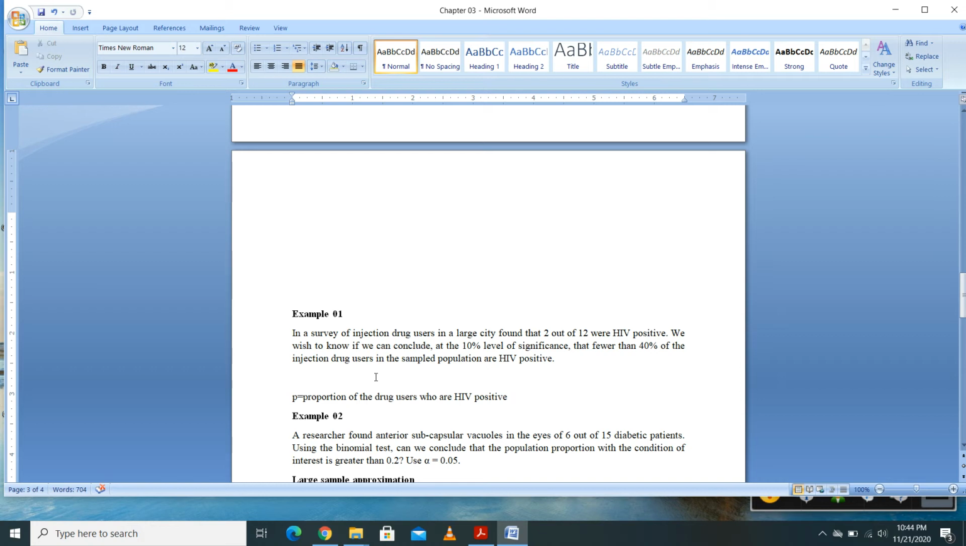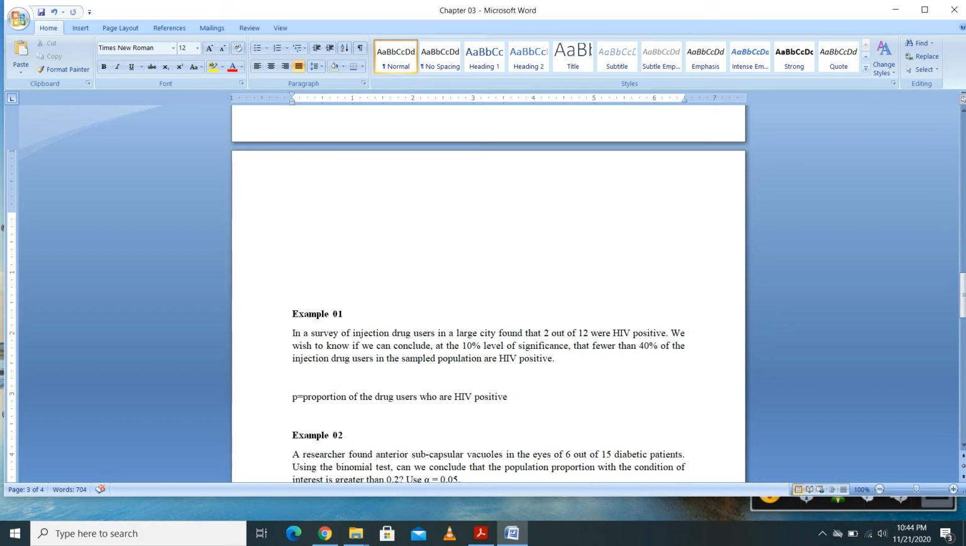So I take that parameter as P. So now we can write down the hypothesis first. So what is the hypothesis? In this case, since our claim is to check whether fewer than 40% of them are HIV positive, you have to take the claim as H1, your alternative hypothesis. So that is, we can take P less than 0.4 as our alternative hypothesis.